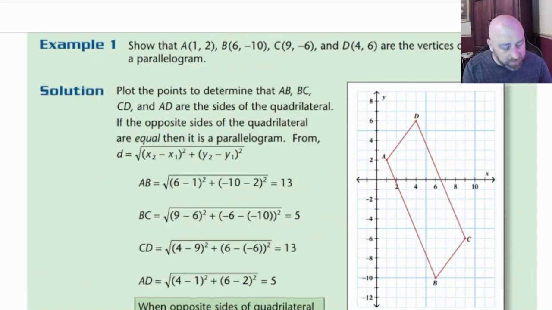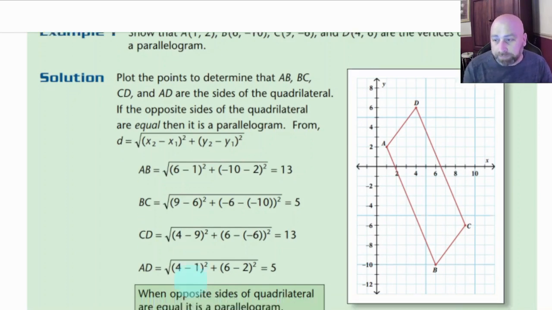And if you look at this, you'll see right here that BC is going to give you 5 when you work it, and AD is also going to give you 5. So we proved that AD is 5, we proved that BC is 5, so those are parallel and equal. We proved that DC here and AB are 13, and they are also parallel and equal. So we indeed do have a parallelogram.